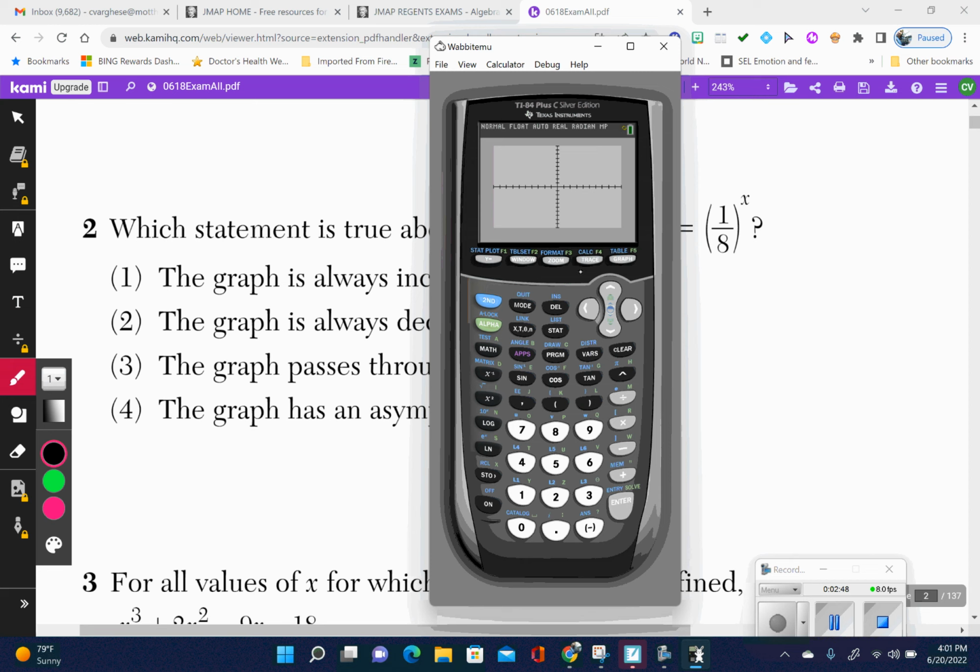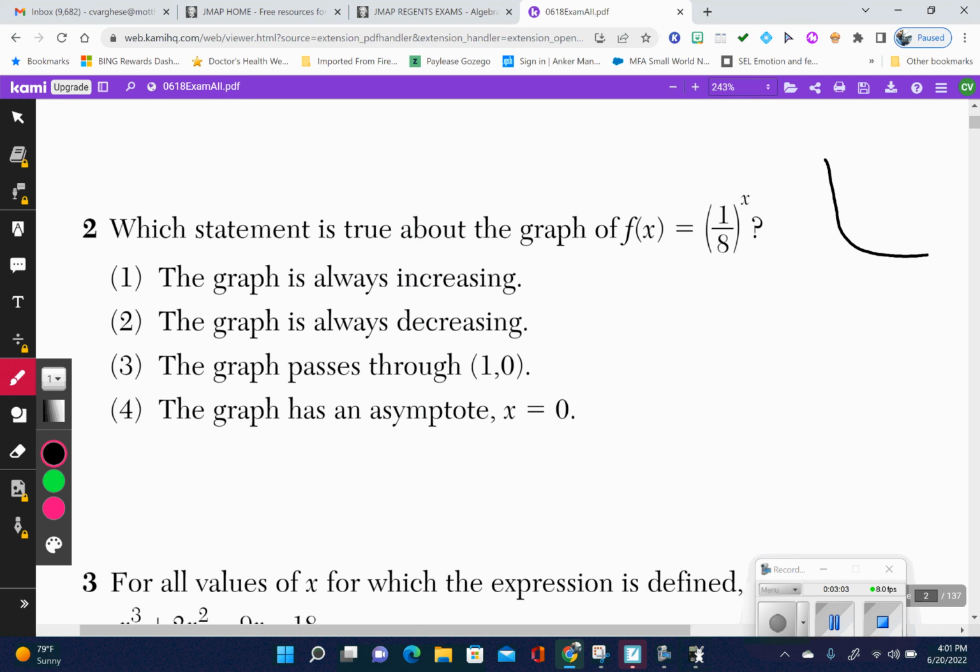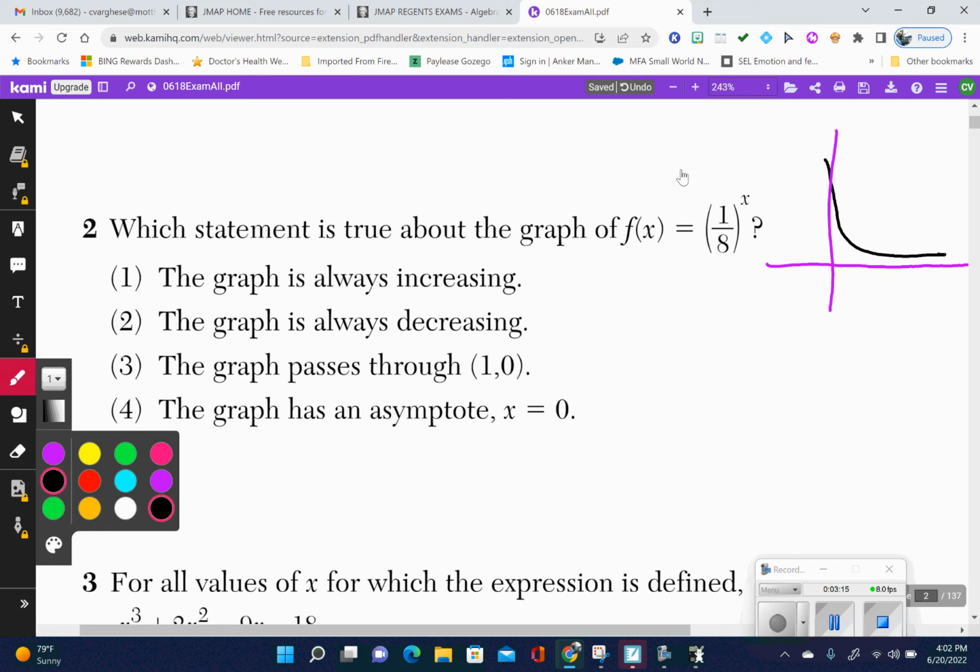So the first thing that I will see when I do this is my function is just decreasing. It's just going like this, really down to the x-axis. If I were to draw my axis, let's say it's like this, right? This is a horrible axis, but what's going to happen to the graph here is it's going to get really close to where y is equal to 0, but it's never going to cross it. It's never going to get to the negative side. So the graph is always increasing is wrong. It's asking me which one is true.